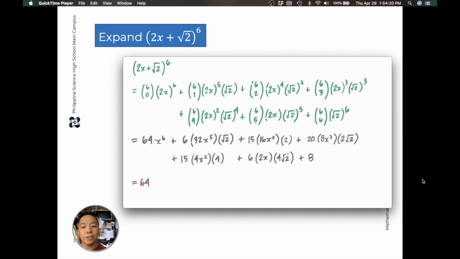So our final answer would be 64x to the 6th plus 192 square root of 2x to the 5th plus 480x to the 4th plus 320 square root of 2x cubed plus 240x squared plus 48 square root of 2x plus 8. And that is our final answer.